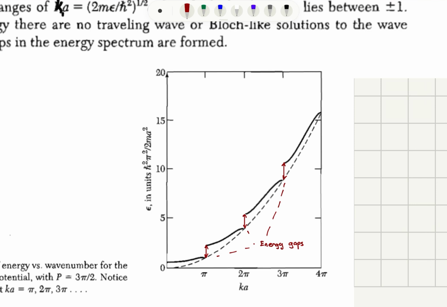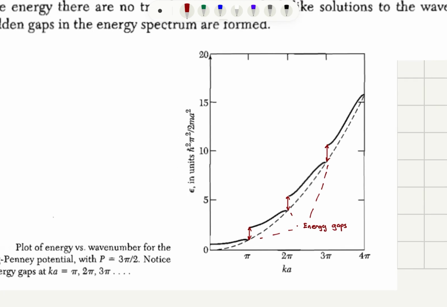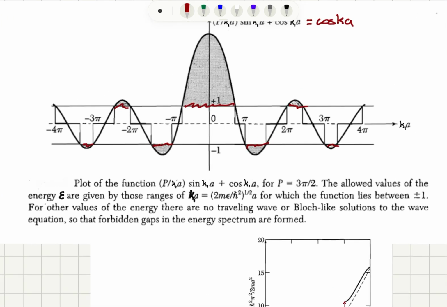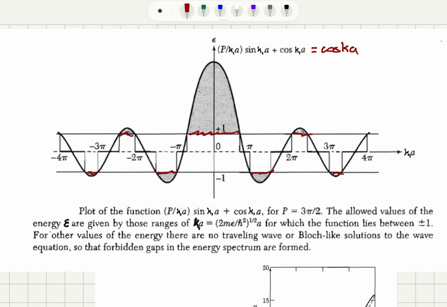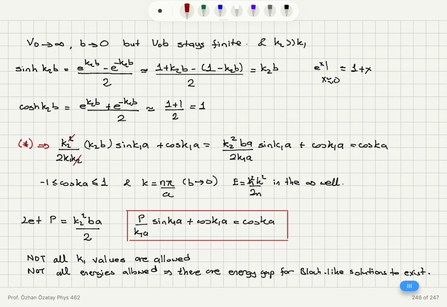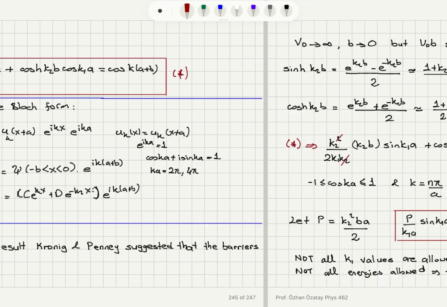For k equal to pi over a, 2 pi over a, 3 pi over a, etc., we will have these gaps in the solution. This is going to be the result of not allowing these solutions in the epsilon versus K1A plot, because they must have Bloch-like forms. So Bloch-like solutions suggest two results. First, not all K1 values are allowed, and second, not all energies are allowed. There are energy gaps for Bloch-like solutions to exist.